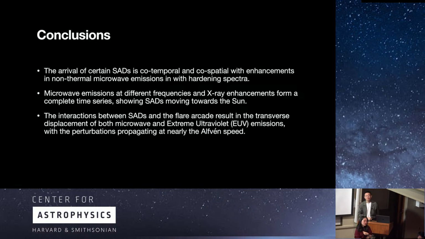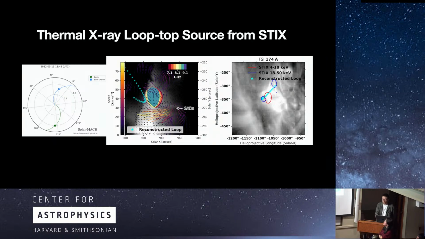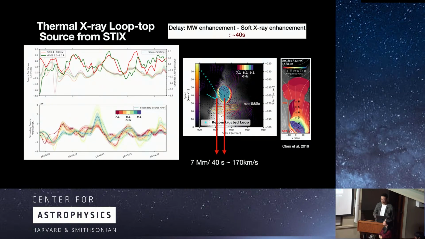Why is there a 40-second delay between the microwave and the X-ray? The 40 seconds delay basically comes from the height difference between the microwave source and the X-ray source. That's my interpretation. And there is also the so-called Neupert-type heating. If the heating is caused by the non-thermal electrons themselves, there will be a delay there. But I think 40 seconds is too long for that. I think the main reason there is a 40 seconds delay is because of the height difference between the microwave source and the X-ray source.